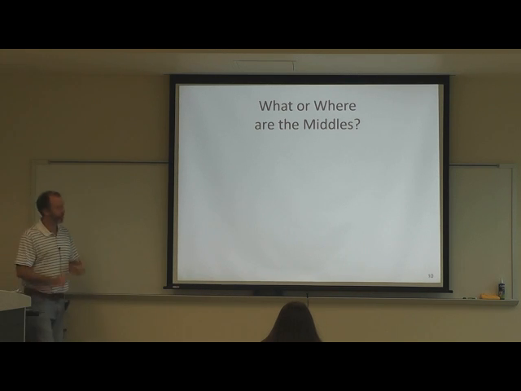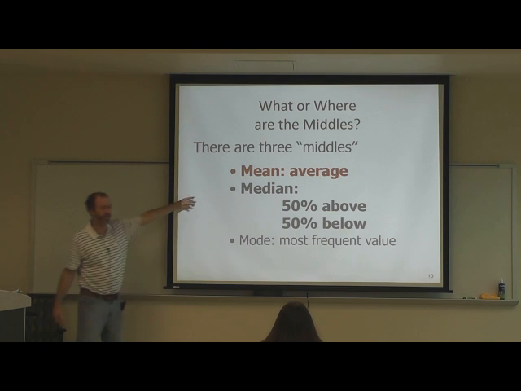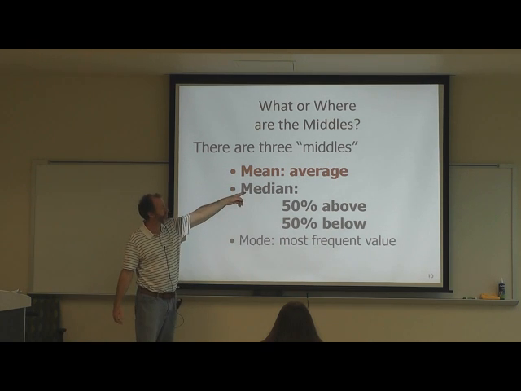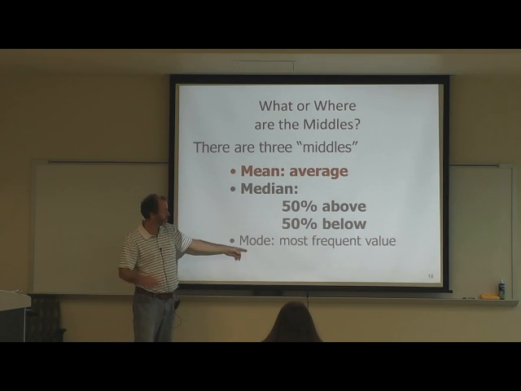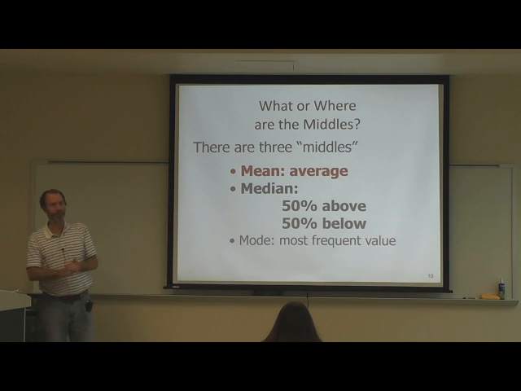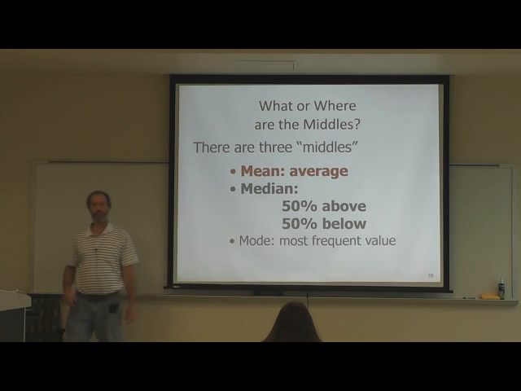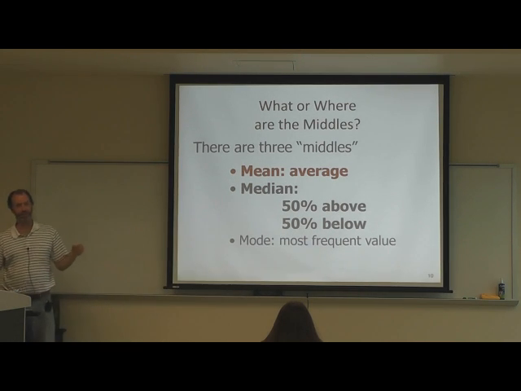So where are the middles? You got the three middles. The mean, which is commonly known as the average, the median, the middle point, and the mode, the most frequent value. So which one of these can you have more than one for a data set? Yeah, you could have a multimodal data set, and that just means you have multiple modes.